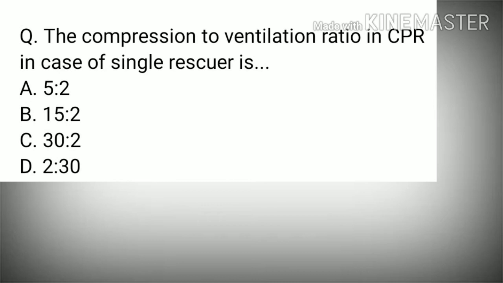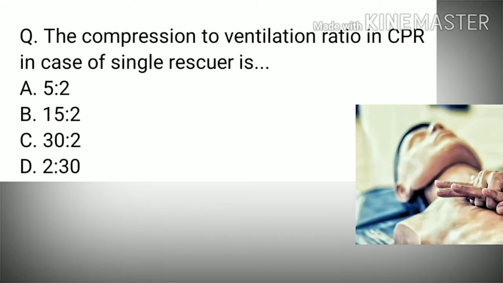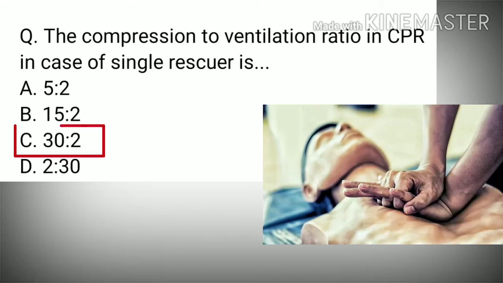The compression to ventilation ratio in CPR in case of a single rescuer is A. 5:2, B. 15:2, C. 30:2, D. 2:30. And the right answer is C. 30:2. As per the new guidelines, the compression to ventilation ratio is 30:2.